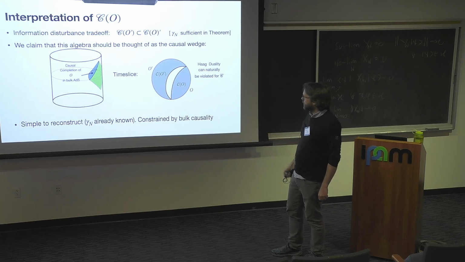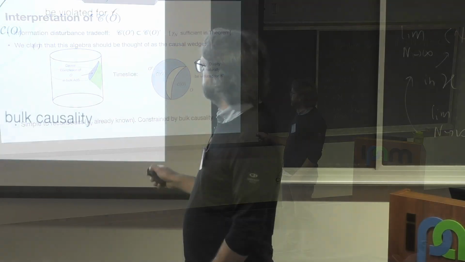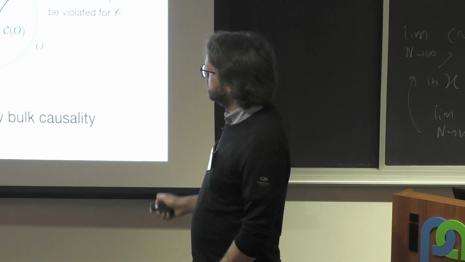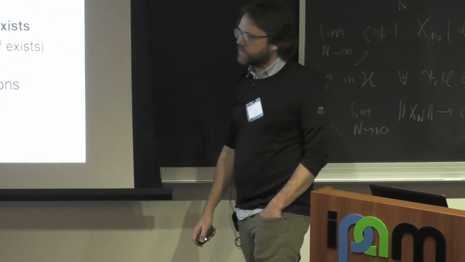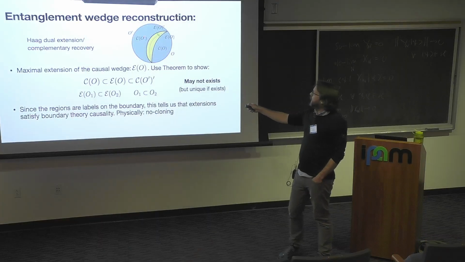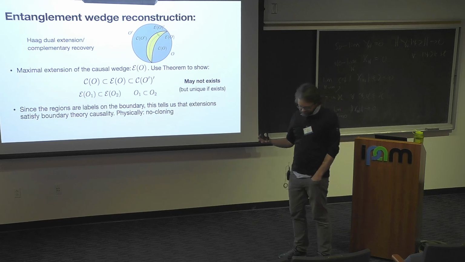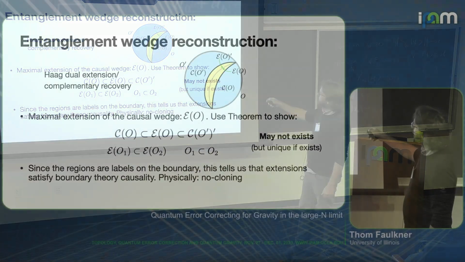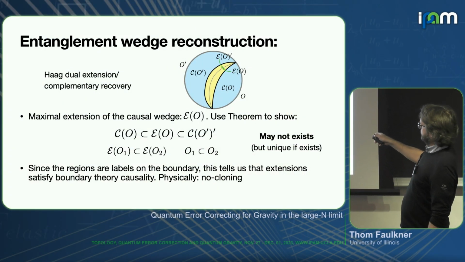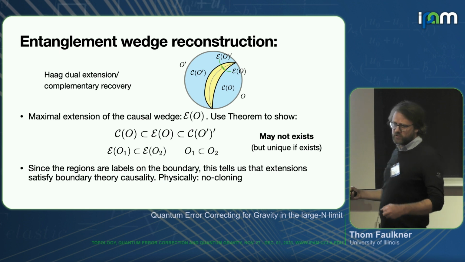And so they're constrained by bulk causality. The interesting thing is if we can extend these reconstruction maps into this sort of no man's land here. And that extension defines what we mean by an entanglement wedge. So an entanglement wedge is if we can extend the reconstructions, in the sense that I talked about reconstruction in this theorem, to some region E of O and some complement region E of O prime. And those two things are maximal.